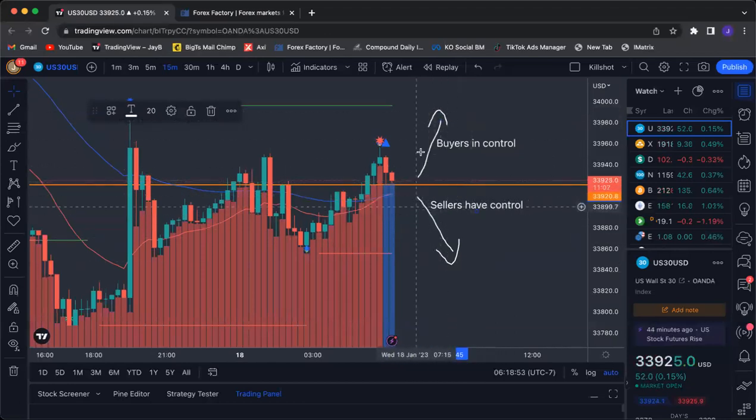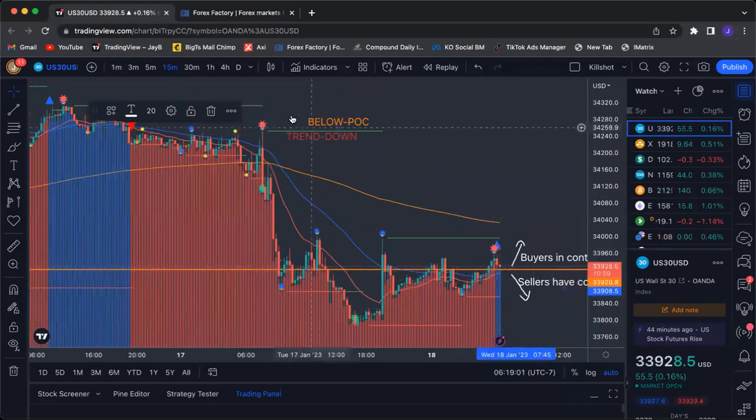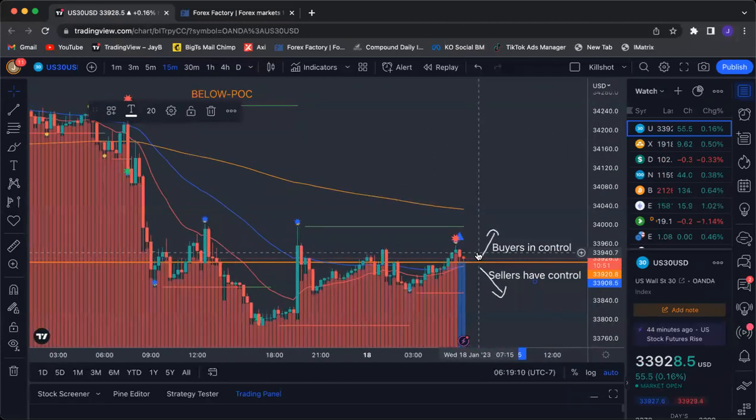This would mean sellers are in control. It matches our trend. That's why we identify below the POC. Right now it's above the POC, it's right on it, and our trend is up. So it is actually above the POC and it is on an uptrend. But like I said, we've got news coming in 10 minutes, so this thing's probably going to hold tight in this area for the next 5-6 minutes or so.